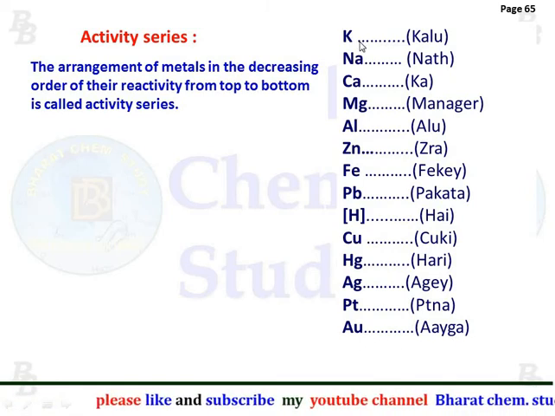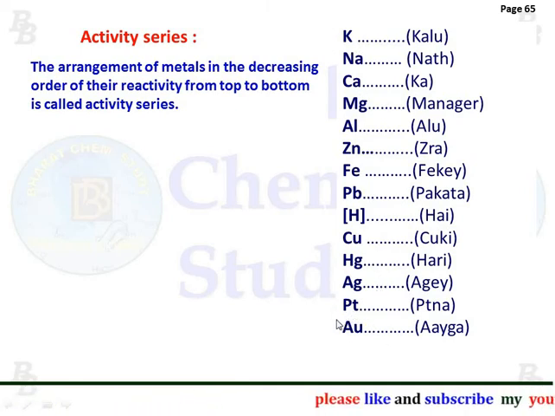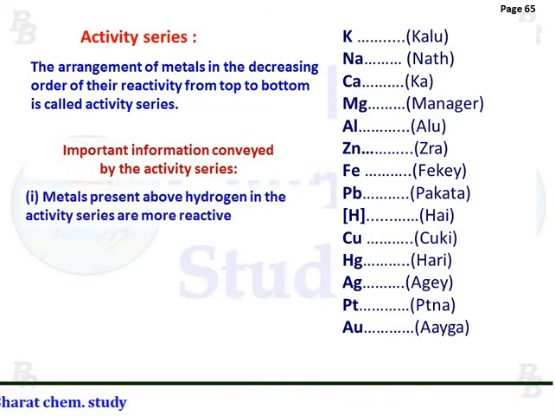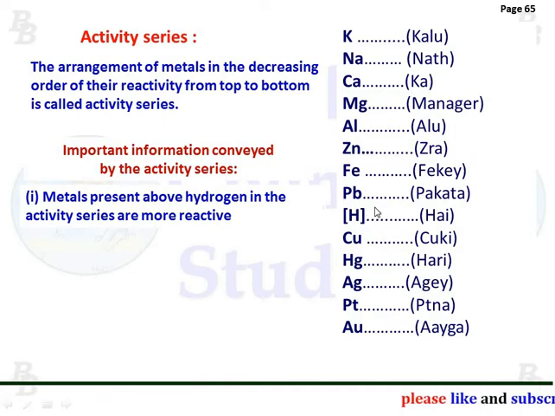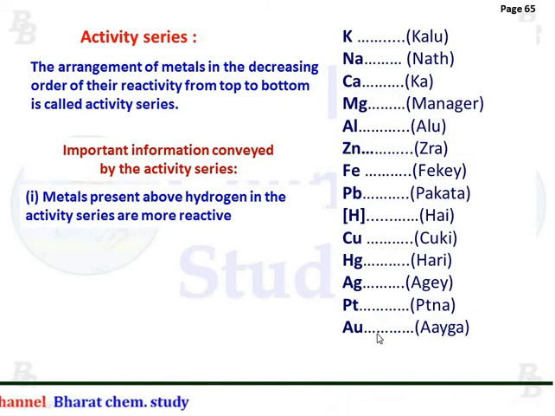Because potassium is present at the top of the reactivity series, it is highly reactive, and gold is present at the bottom of the reactivity series, so it is the least reactive. The importance of this activity series is that the metals which are present above hydrogen, potassium, sodium, calcium, magnesium, aluminium, zinc, iron, lead, are more reactive than hydrogen. And all those metals which are present below hydrogen are less reactive than hydrogen.